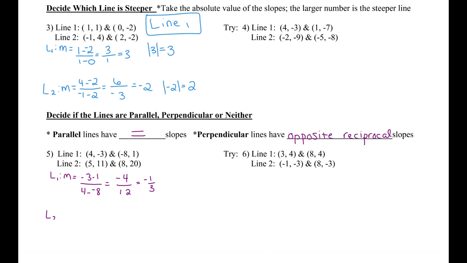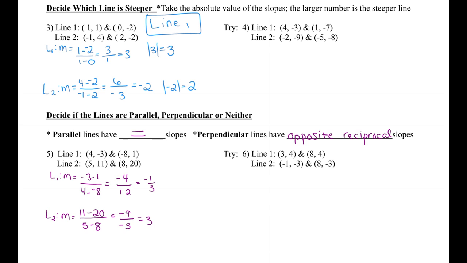If I find the slope of line number 2 using the same formula, y1 minus y2 over x1 minus x2, I get negative 9 over negative 3, which gives me a positive 3.